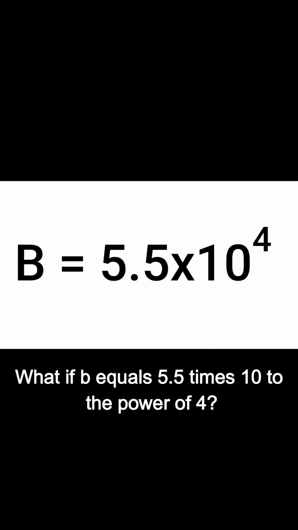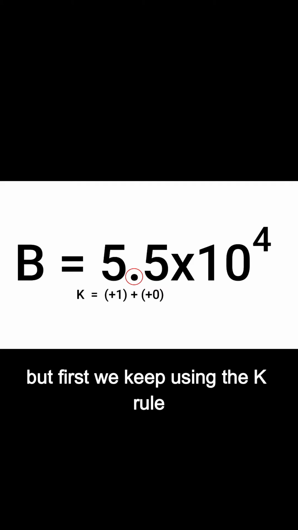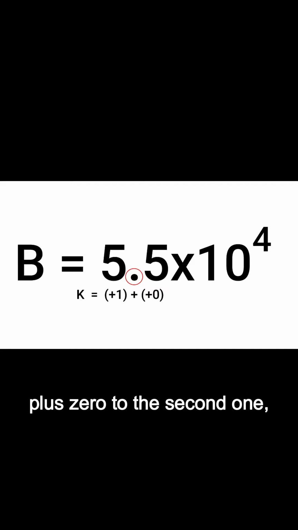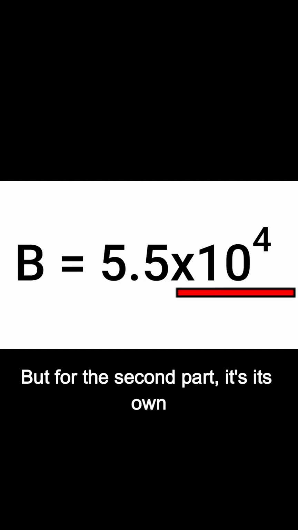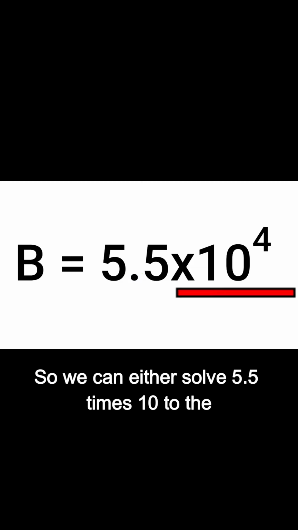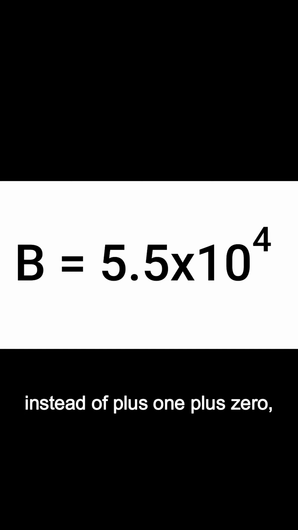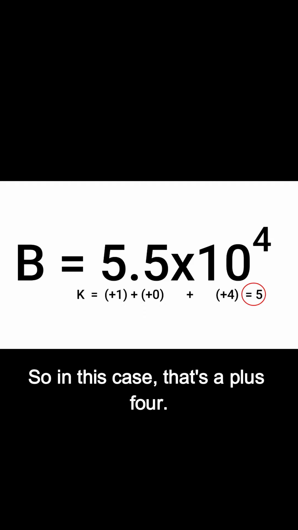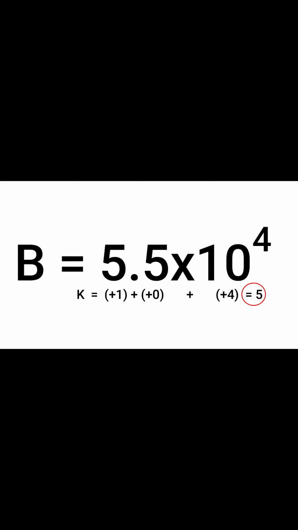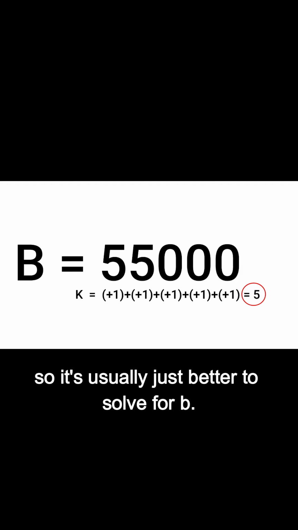Let's add something completely new to this. What if b equals 5.5 times 10 to the power of 4? There's an easy trick to this, but first we keep using the k rule and add a plus 1 to the first 5 and a plus 0 to the second one, since it's behind the decimal point. But for the second part, it's its own equation, so we can either solve 5.5 times 10 to the power of 4, or for the easiest way to deal with this, instead of plus 1 plus 0, we add however much 10 is to the power of. So in this case, that's a plus 4. This method does require very specific conditions, so it's usually just better to solve for b.